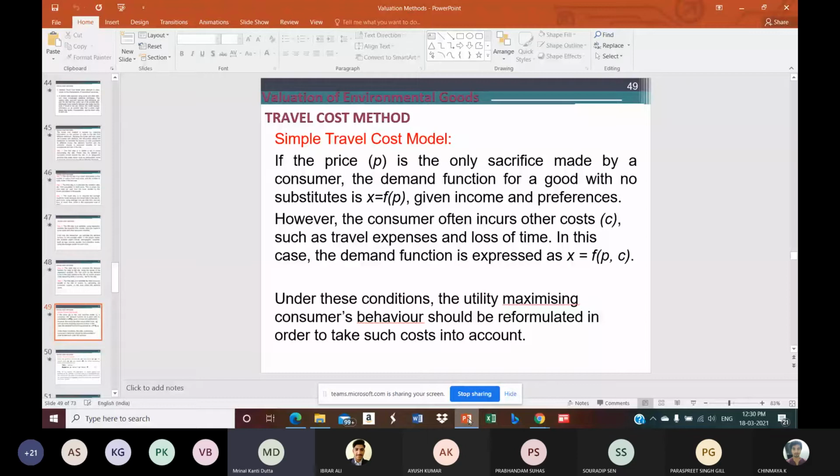Here this P is a price, and we consider that P might be an entry fee, other things will also be there. But apart from that P, people will be spending money on other things as well. For example, they'll be spending time in traveling. That's why there is an implicit value for travel time, which is to be taken into account. Other costs are also there. Travel cost is there, travel expenses will be there, and loss of time will be another area in which we have to consider the cost. So in that case, we can incorporate both the price.